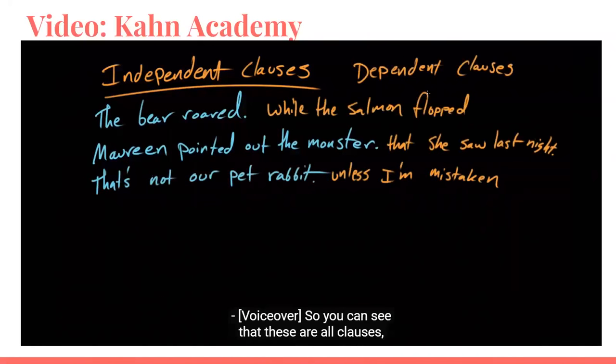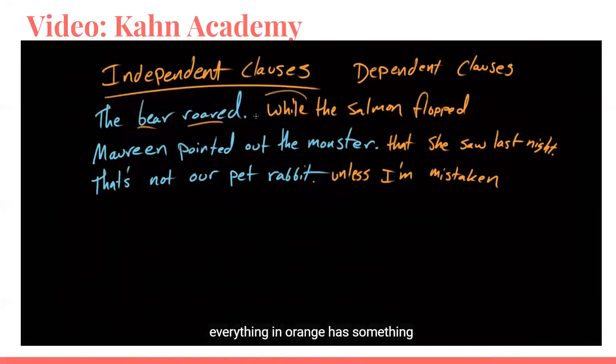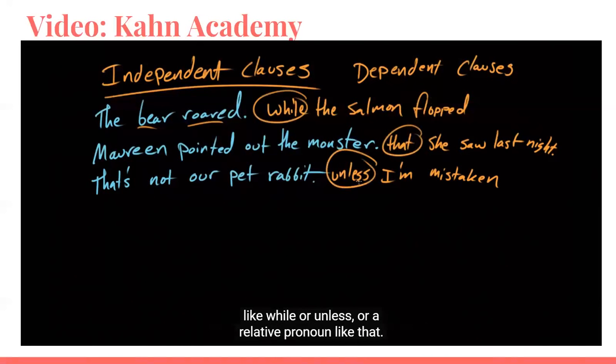So you can see that these are all clauses, right? We've established that, each one has a subject and a verb. The bear roared, the salmon flopped. But everything in orange has something that's either a subordinating conjunction, like while or unless, or a relative pronoun, like that. So while the salmon flopped, you can see in this context, the bear roared while the salmon flopped, you can kind of understand why this is called a dependent clause.